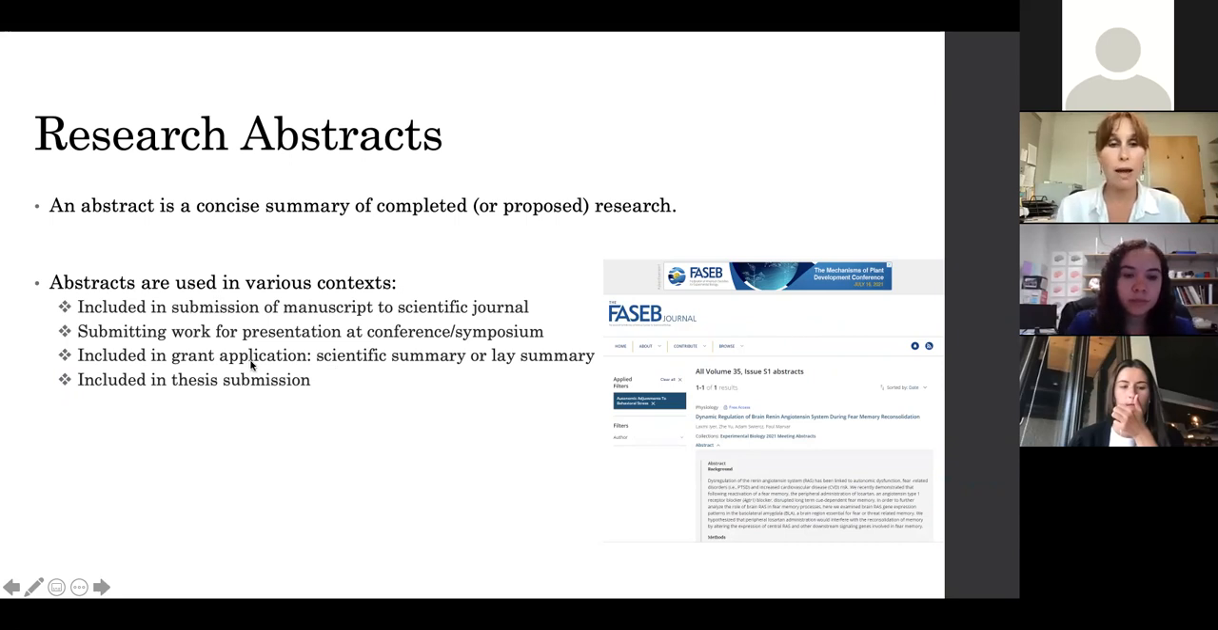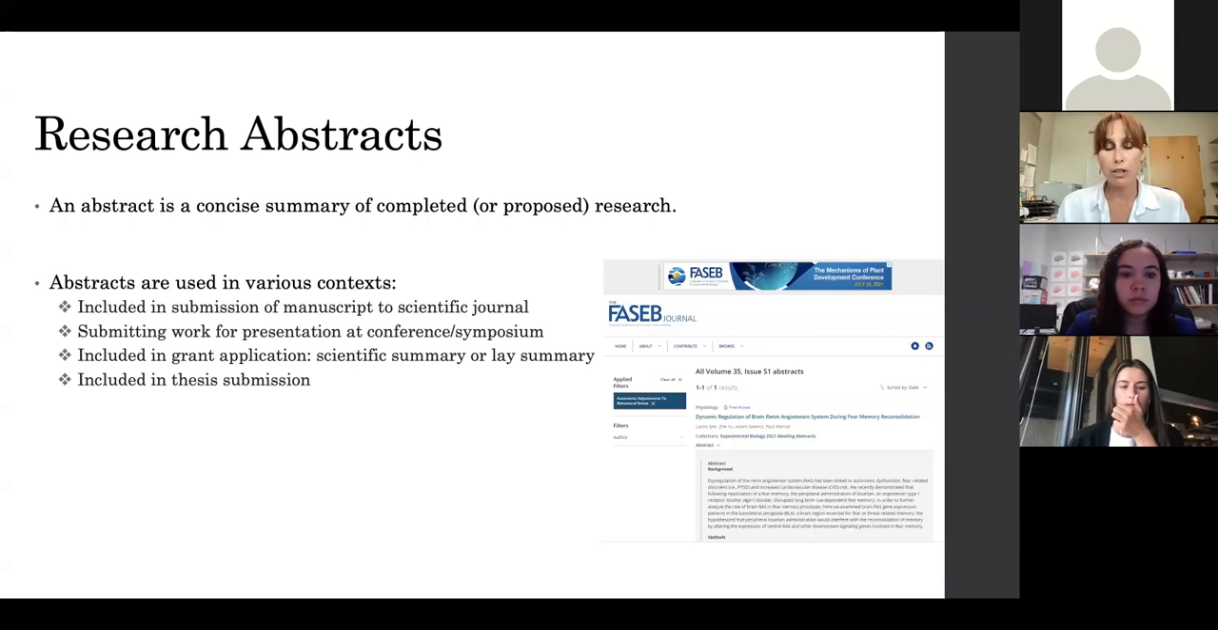Okay, so another reason why you would write an abstract is for a grant application. So typically funding agencies want you to submit an abstract that summarizes your proposal. And more often the funding agencies require that you submit a lay summary or a lay abstract. Okay, so a lay abstract is intended for the general public.